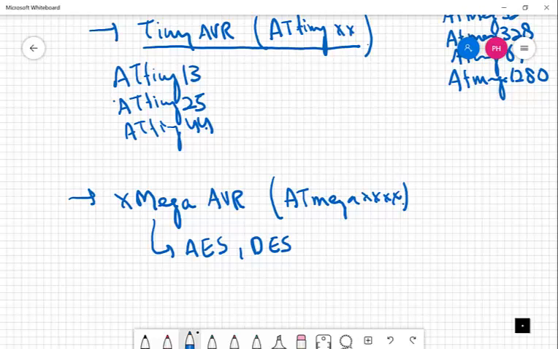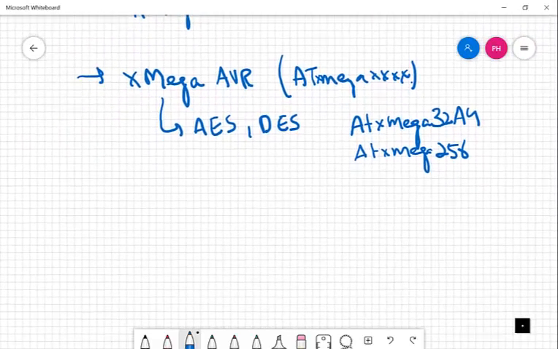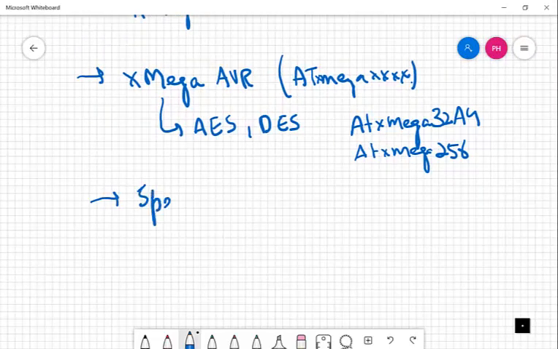These are built into these microcontrollers. Some examples of Xmega AVR are ATxmega32A4 and ATxmega256. And then the last category in the AVR family is the special ones.